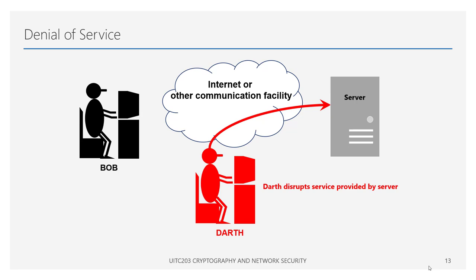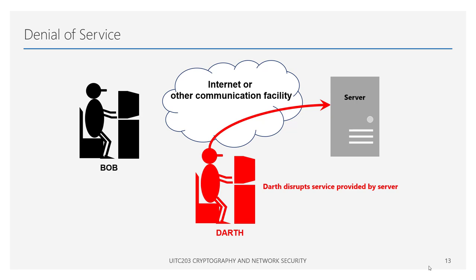The last example is denial of service. Here, Bob is a legitimate user who has access to the server. Dart, by some means, restricts the access of Bob to the server. One of the possibilities may be flooding the traffic, which makes the router so busy managing the flood rather than caring for the request of Bob. It is usually less possible to get access to a resource amidst a flooded network.